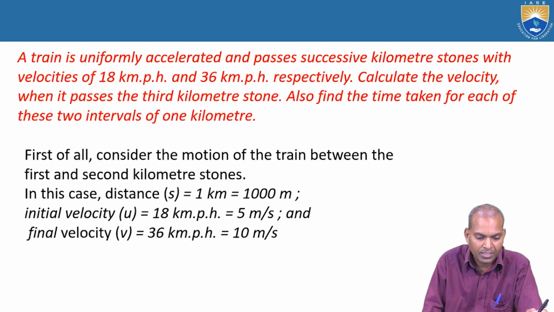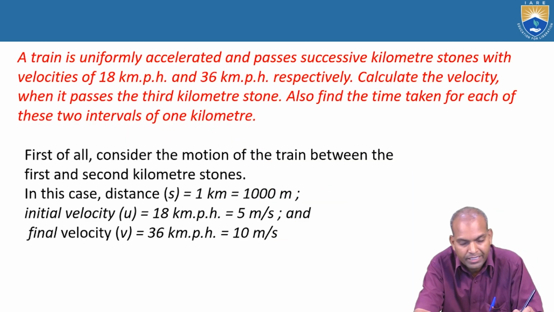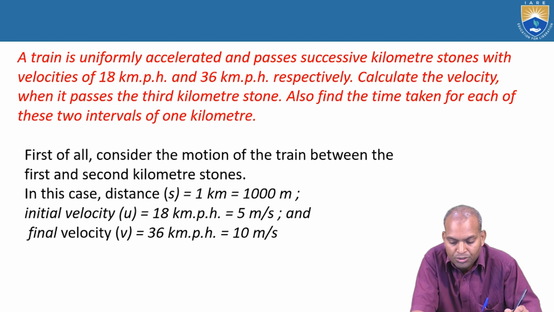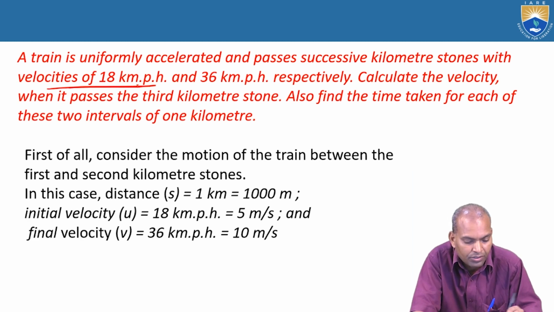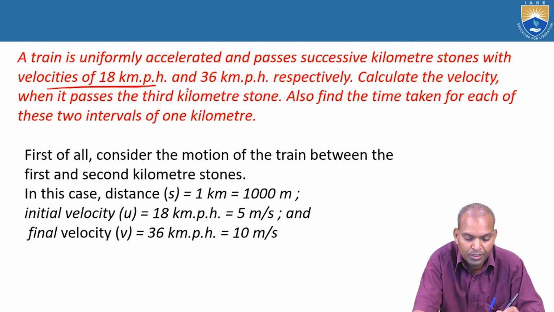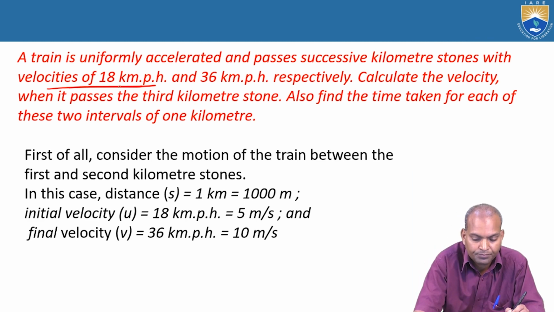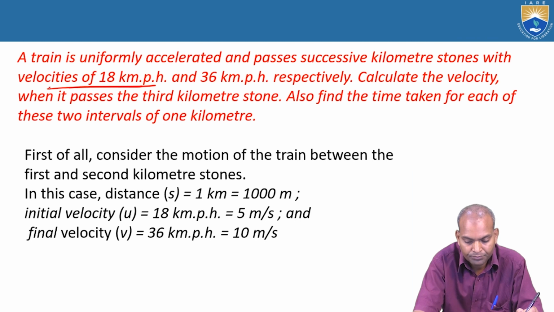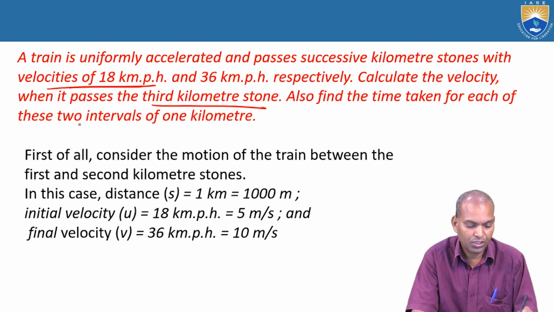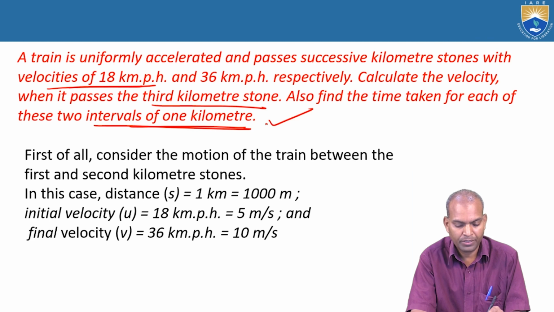Okay, the next problem is related to a train. A train is uniformly accelerated and passes successive kilometer stones with the velocity of 18 km per hour and 36 km per hour respectively. Calculate the velocity when it passes the third kilometer stone. Also find the time taken for each of these two intervals of 1 kilometer.